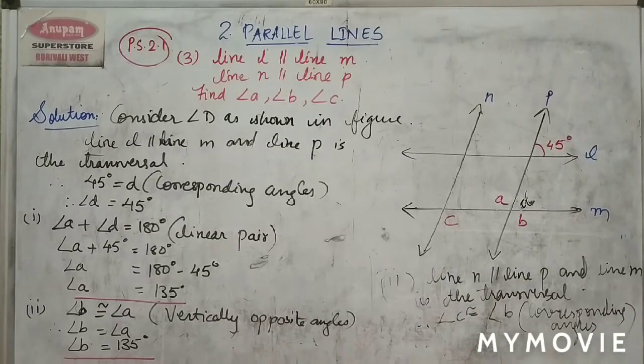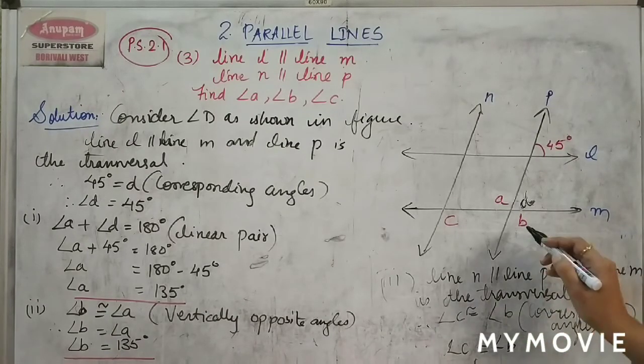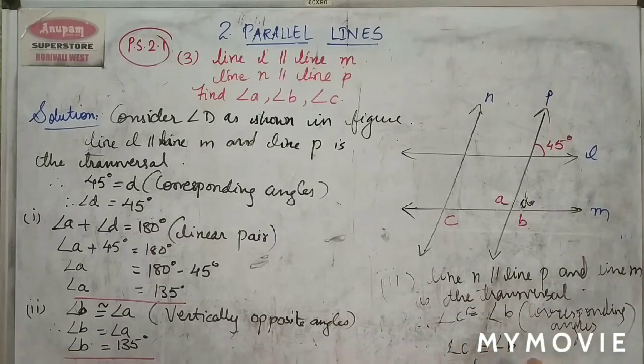And therefore I'll say that angle C is equal to angle B. Since angle B is equal to 135 degrees, I'll say angle C is equal to 135 degrees. So we have got all the three angles here. Yes. Now next one, fourth sum.